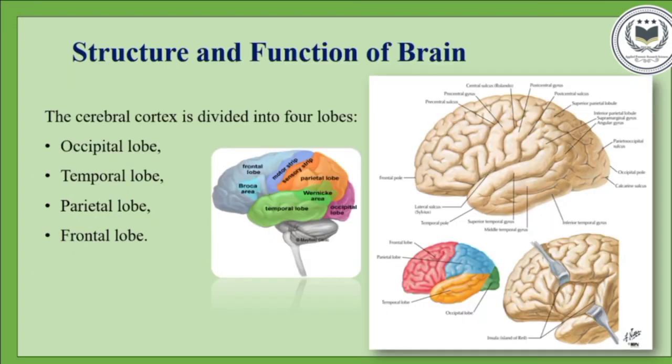So this is the structure. We are going to study the structure and function of the brain. So this is the structure of the brain. The cerebral cortex is divided into four lobes: occipital lobe, temporal lobe, parietal lobe and frontal lobe. This pink portion is called the occipital lobe. This is the temporal lobe. This is the parietal lobe, and this is the frontal lobe. We will go through each one of the lobes one by one.